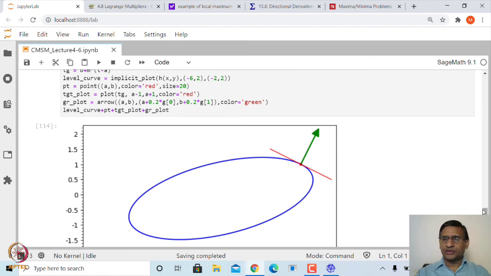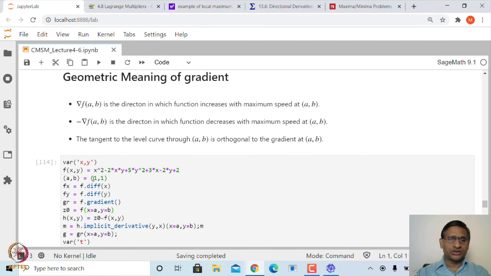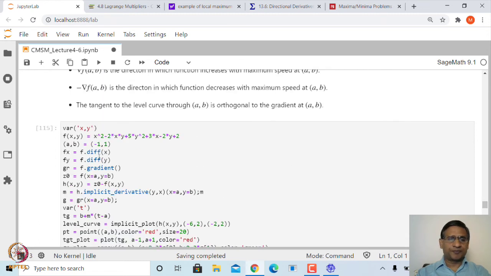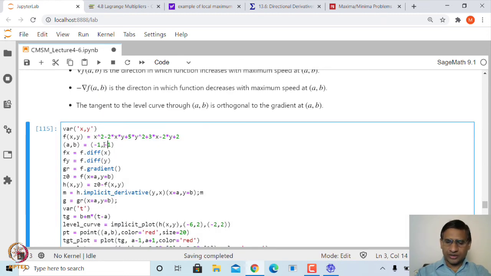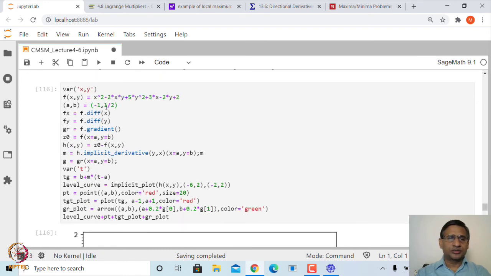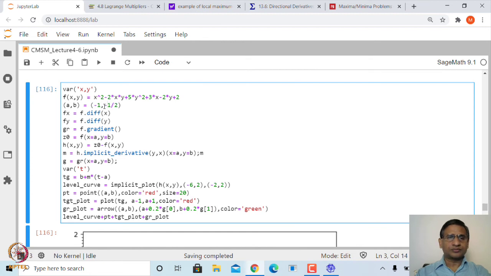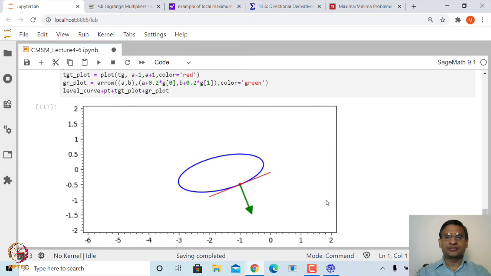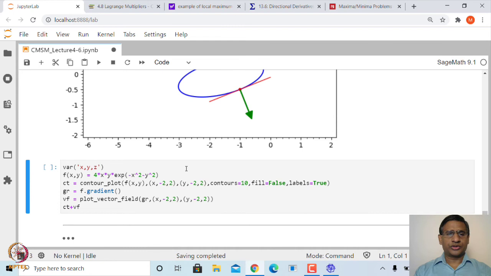And it doesn't matter, you can choose some other point. Instead of (1, 1), let us choose (-1, 1), and it will be the same thing. Instead of (-1, 1), let us choose (-1, half). Again it is the same thing. Or you can check (-1, -half). So everywhere this is true.